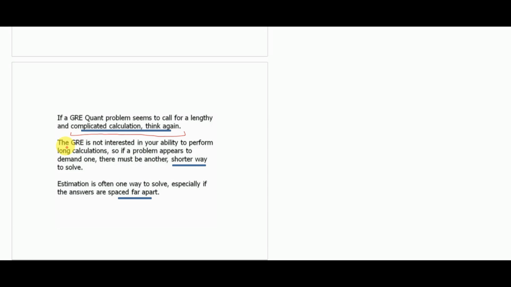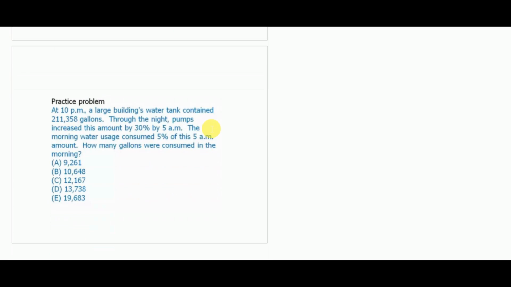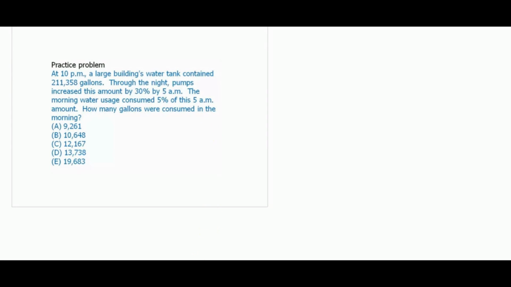The GRE is not interested in your ability to perform long calculations, so if a problem appears to demand one, there must be another shorter way to solve it. That's very important. Estimation is often one way to solve, especially if the answers are spaced far apart. Okay, so let's take another example.